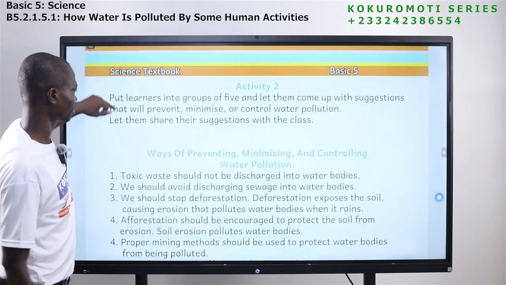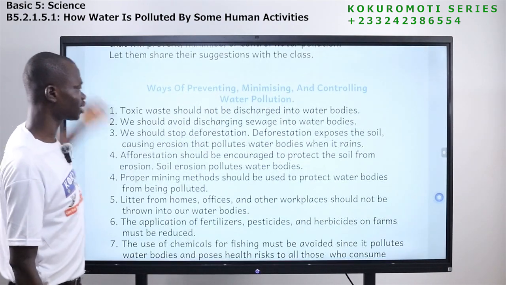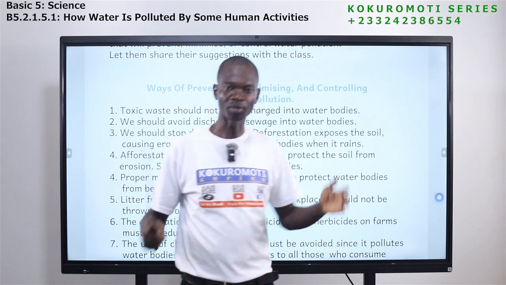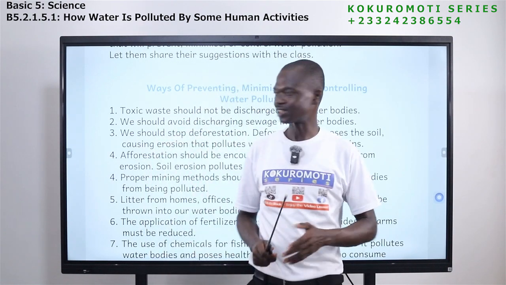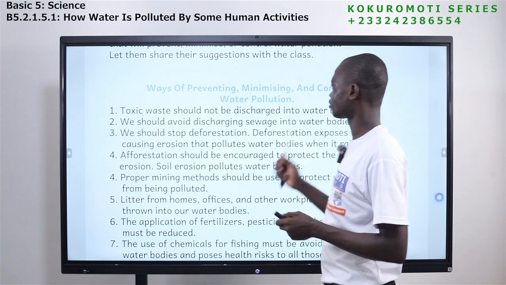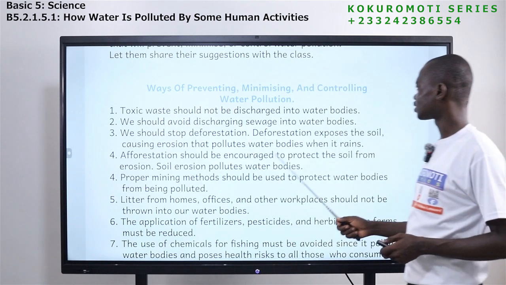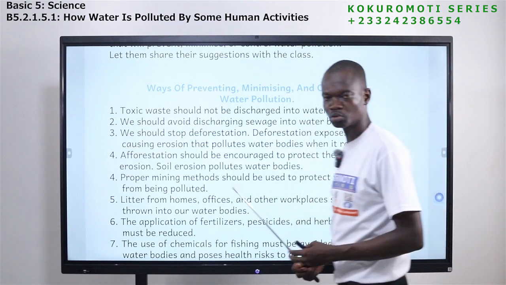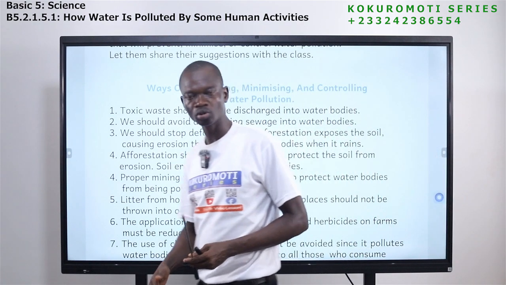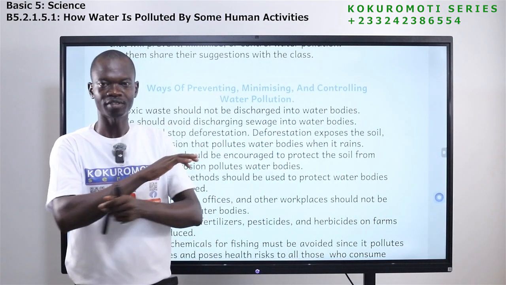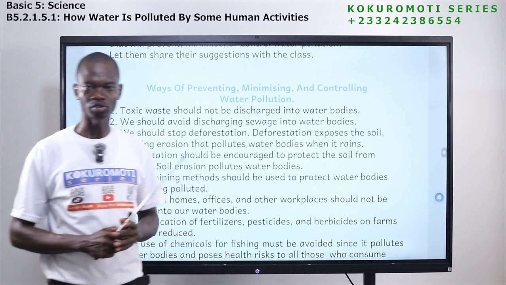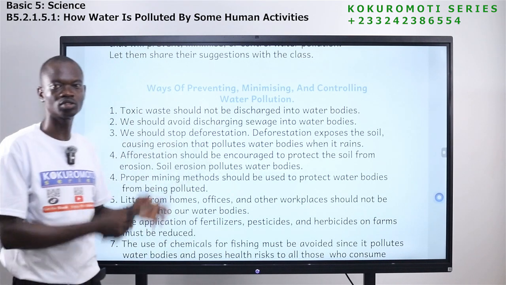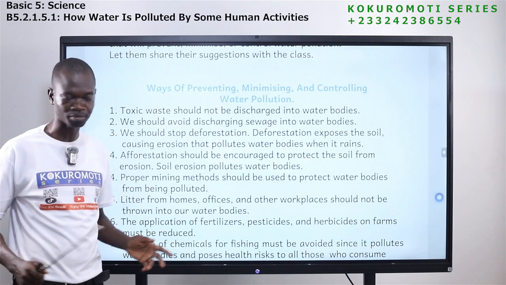Okay. Now, we have seen some human activities that pollute our water bodies. We are going to see how we can prevent, minimize, or control water pollution. Things that we would do to control, minimize, or prevent water pollution. So these are the things that we should do if you want to get good drinking water all the time.